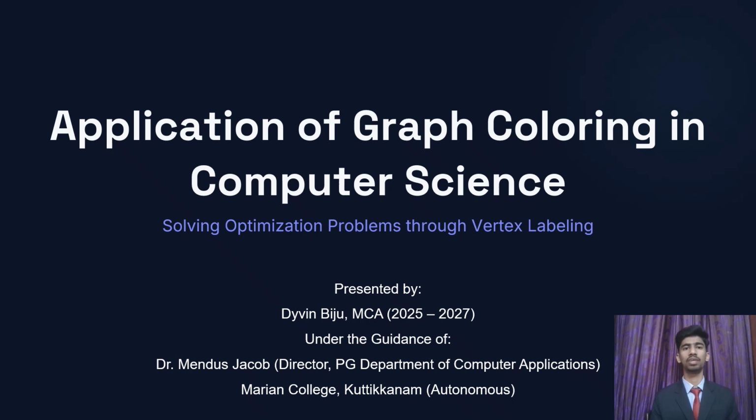In this video, I will explain how a simple idea from graph theory called graph coloring helps computers run programs faster and more efficiently.